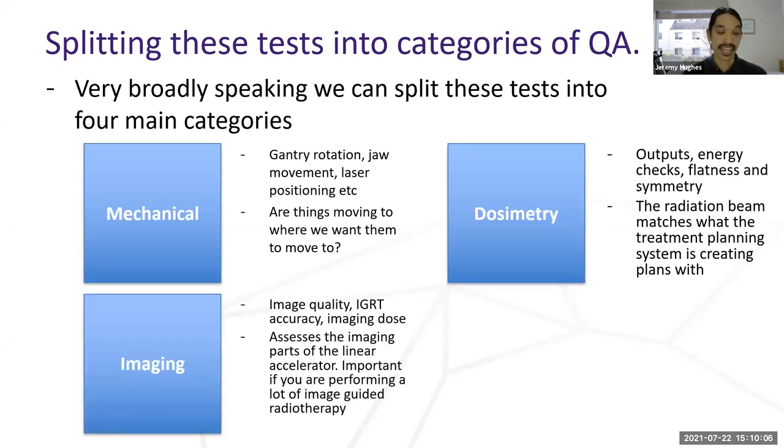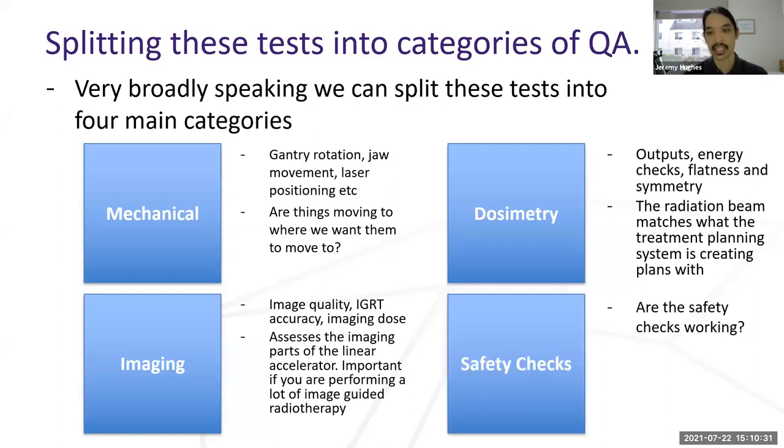You've also got your added-on imaging quality assurance that you're performing. That's assessing your image quality and, more broadly I guess, the imaging dose, but also your positioning system for your image guided radiotherapy, if you are using that. It's very important to make sure that it is positioning the patient correctly. And lastly, of course, safety checks. So just making sure that all of these checks in place that stop the machine when it should be stopped are actually working.